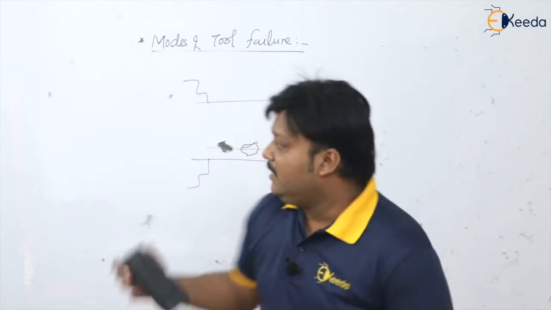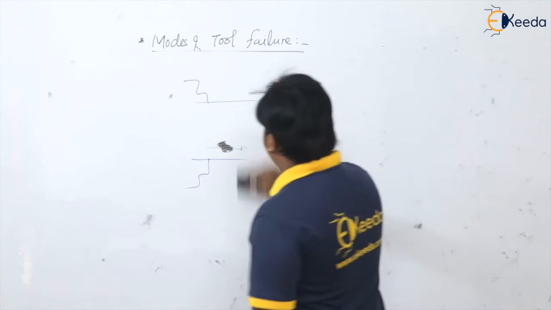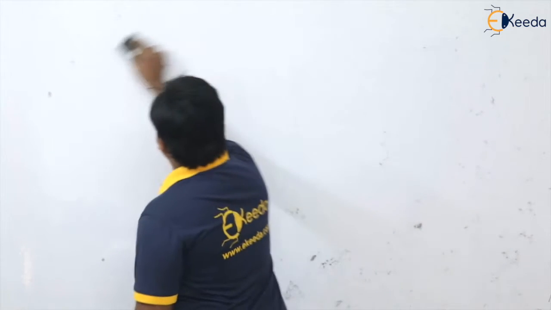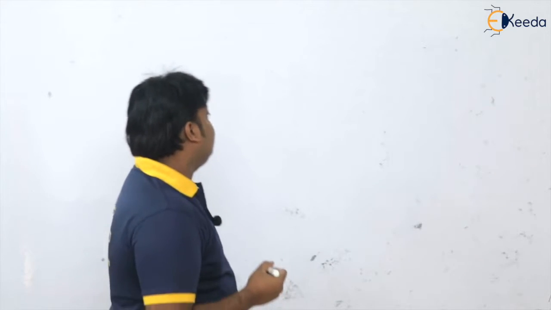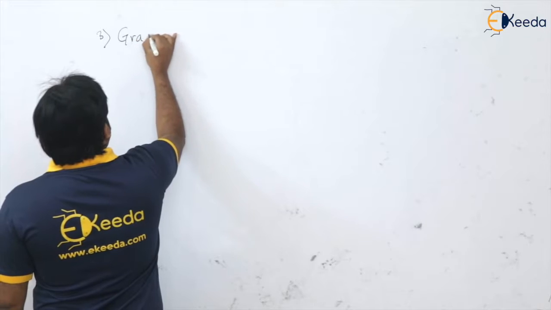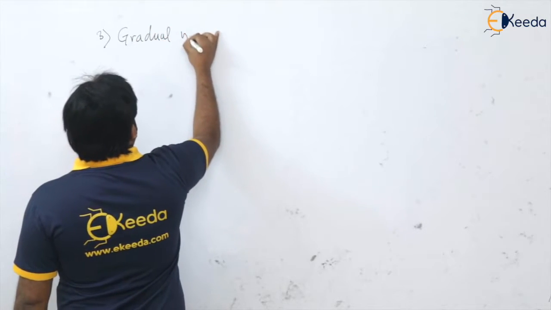And the third mode of tool failure we are going to see is the failure due to the gradual wear of the tool. Gradual wear.